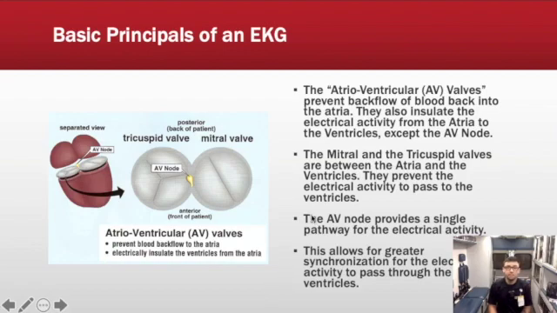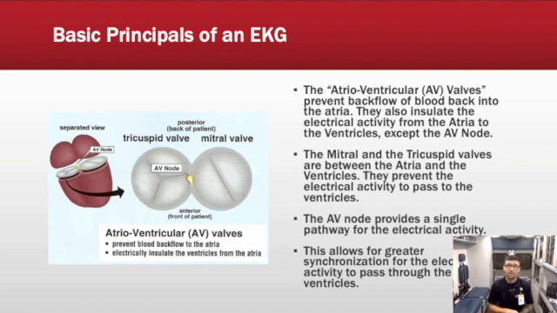The AV valves prevent backflow of blood up into the atria. If we didn't have the tricuspid and mitral valves separating our atria and our ventricles, when the ventricles go to fire, they would pump blood back up into the atria, which we absolutely don't want. So the atrioventricular valves prevent backflow.